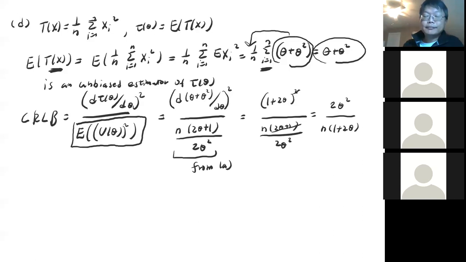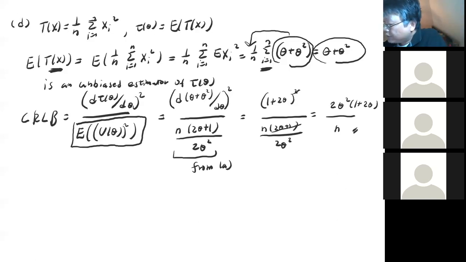That's okay. Let me double check. Okay, so we can move on. 2 theta squared. No, so this is wrong right here, because I do cancel out one theta. It's not the denominator, it's the numerator. Theta is. Okay, I think this is correct.